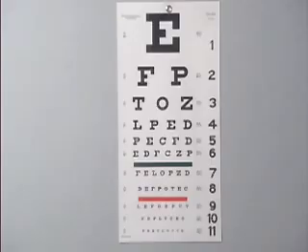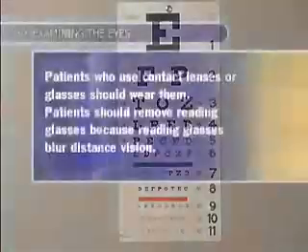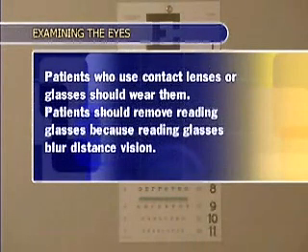Begin the eye examination by assessing the patient's visual acuity. Have the patient stand 20 feet from a Snellen eye chart. Patients who use contact lenses or glasses should wear them. However, patients should remove reading glasses because reading glasses blur distance vision.